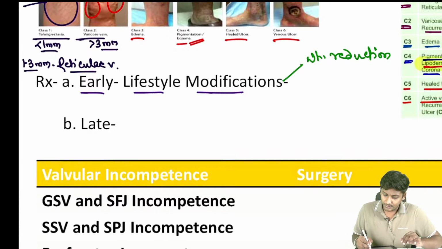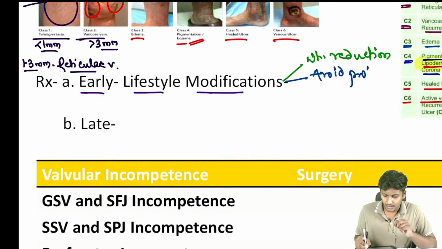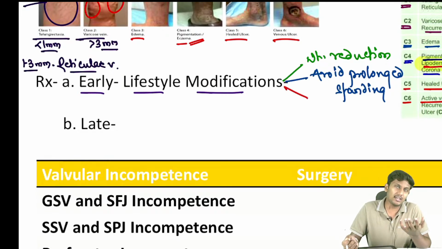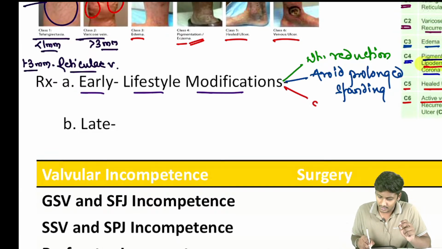Okay? Next important, after weight reduction, you will also ask the patient to avoid prolonged standing, because if the patient keeps on standing for a prolonged time, then definitely it is going to cause problems. If she is a housewife, we'll ask her to do her household chores sitting down. Okay, that will be better. And if he is a surgeon, he can use a chair. If not, while performing surgery, they can just wear elastic compression stockings.